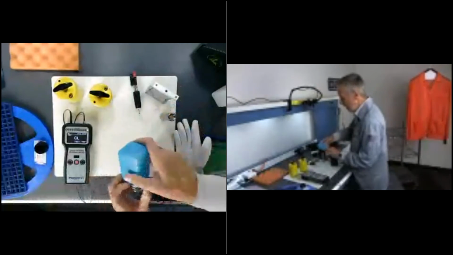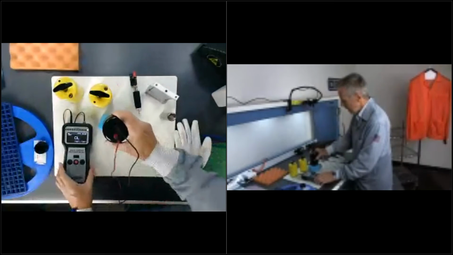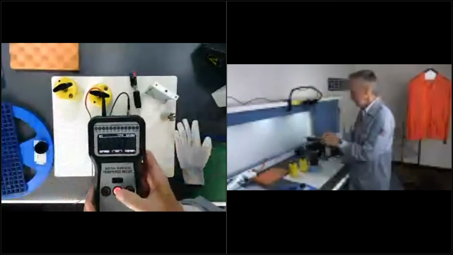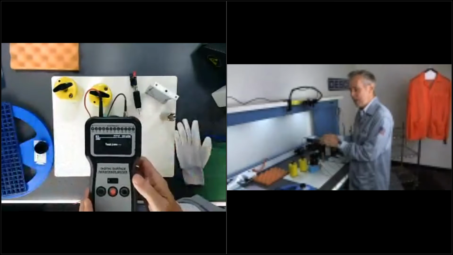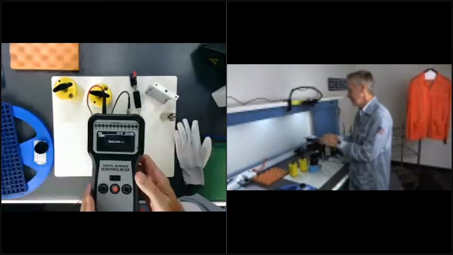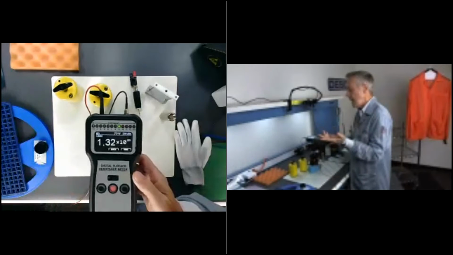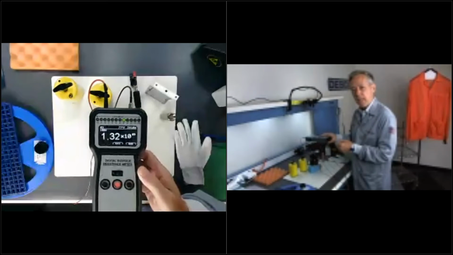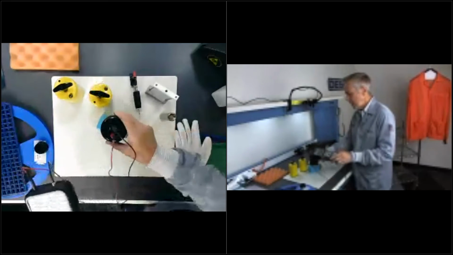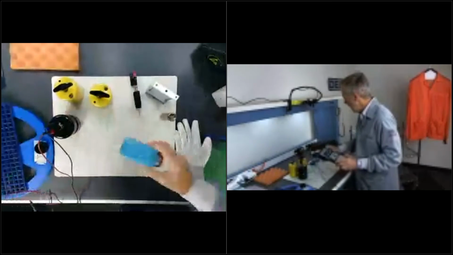So for the dissipative one, again, let's see if our product is what we say it is. So this one, these are products that are typically 10 to the 9th. Yeah, 1.32 times 10 to the 9th. So that's a perfect type of product to use in your EPA.